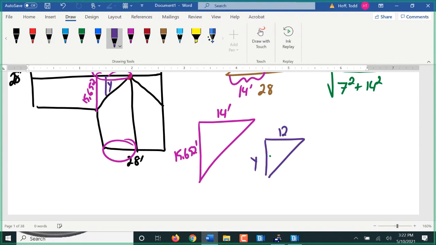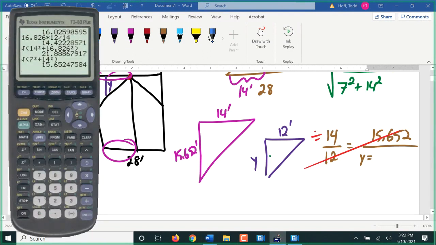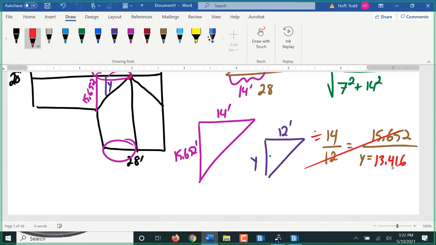Y here, and this will be 12 feet. 14 goes to 12 as 15.652 goes to y. Cross multiply and divide. 15.652 times 12 divided by 14 gives us 13.416. Subtract there, 0.236 feet.